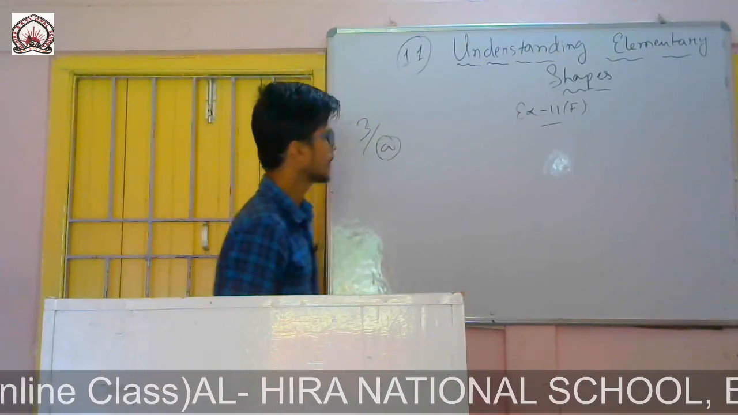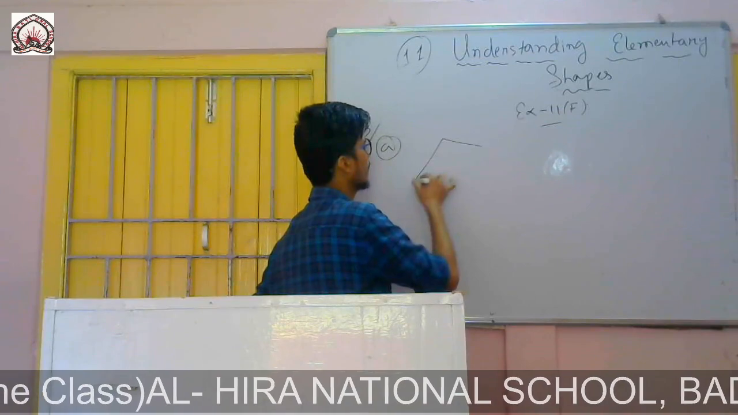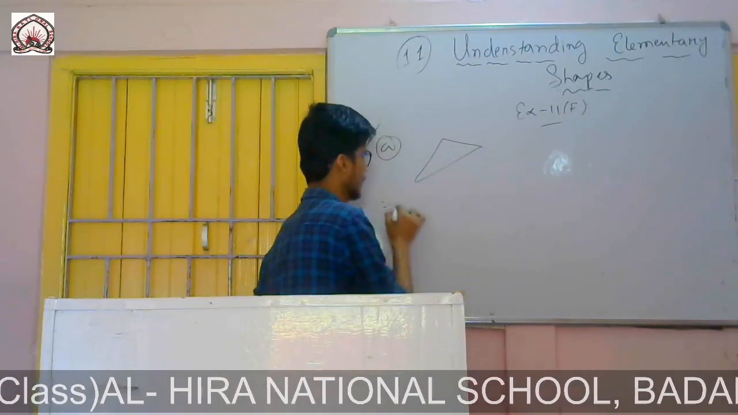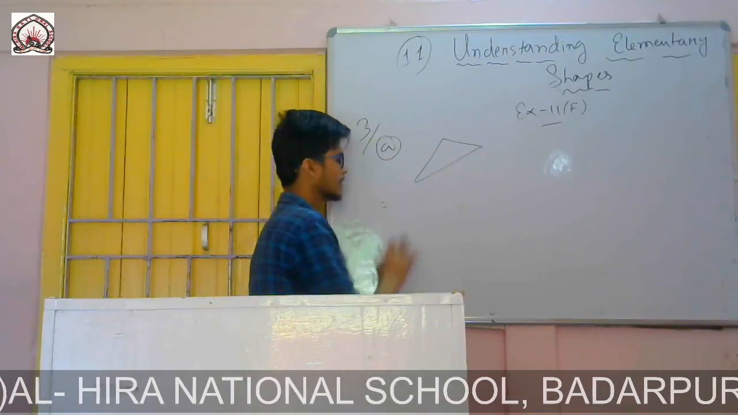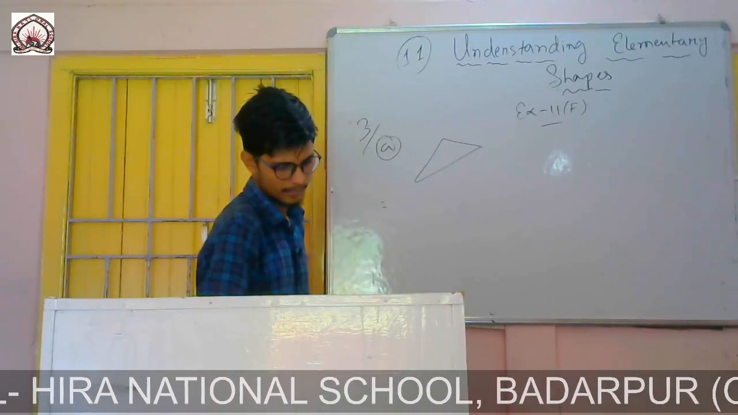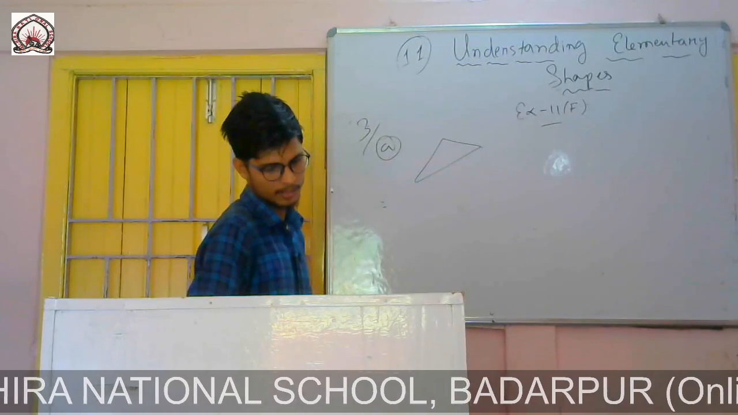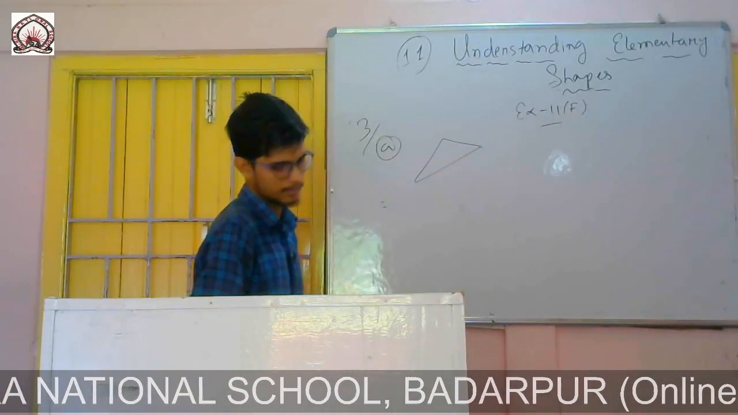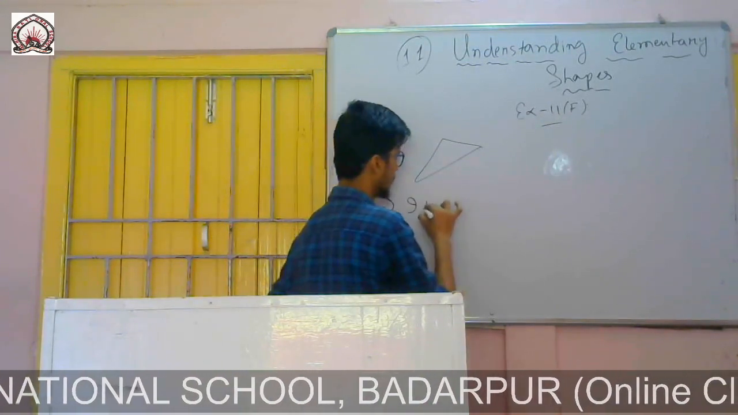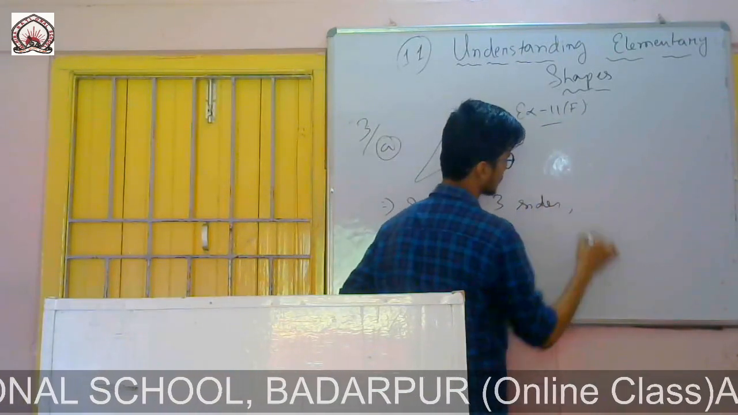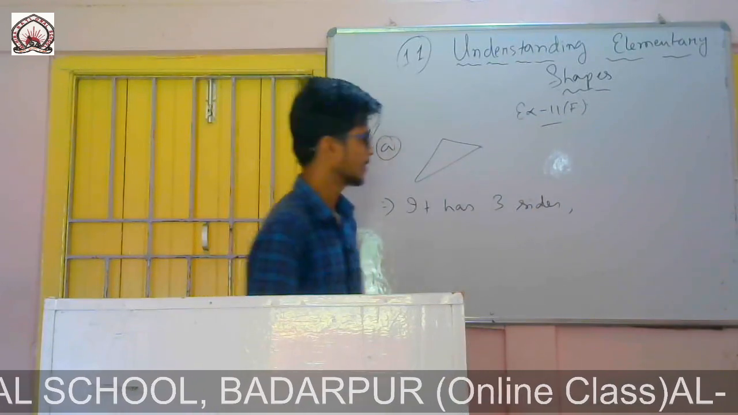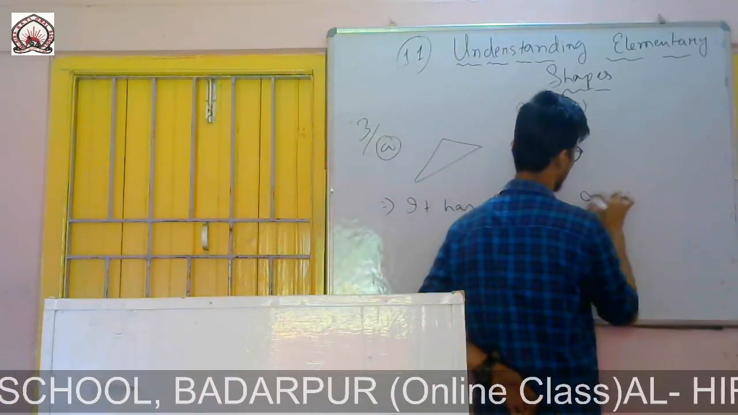The first figure is made of 3 sides. In the table you will find that if it is of 3 sides, then we say it is a triangle. So the answer will be: it has how many sides? Write down the number of sides. It has 3 sides, full stop. It is a triangle.